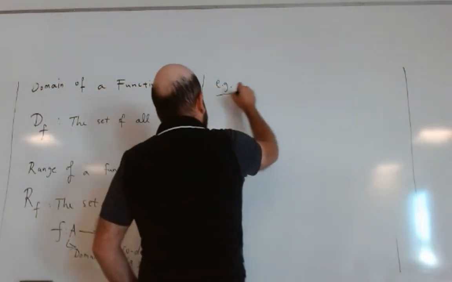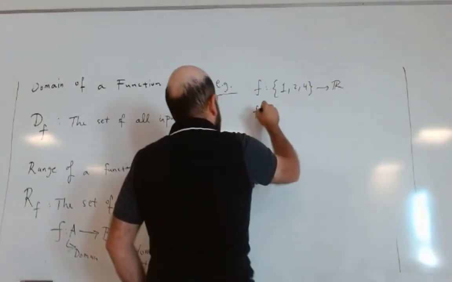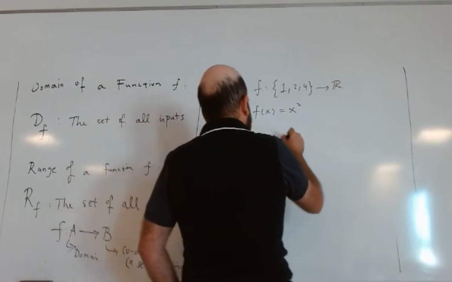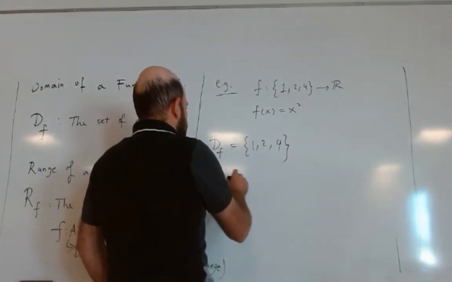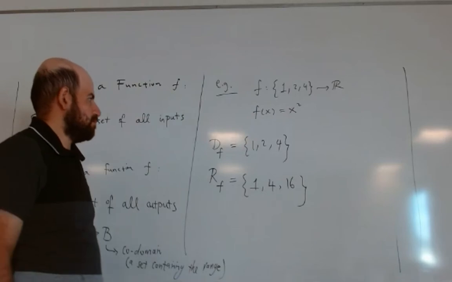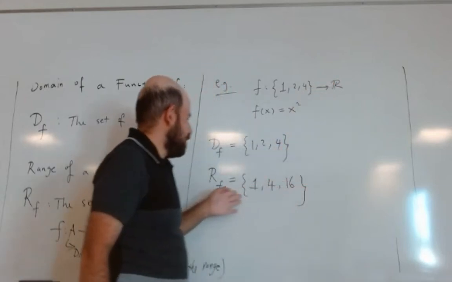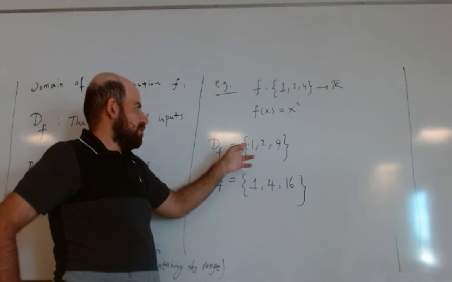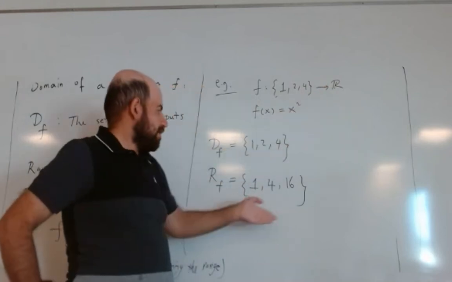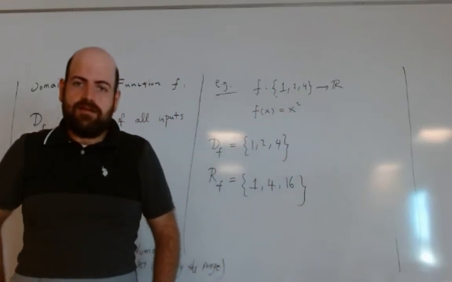So for example, let's say if you look at F from the set {1, 2, 4} to R, F of X equals X squared, then we can say that the domain of F is just a set with only these 3 elements, 1, 2, 4, and the range of F is the set {1, 4, 16}. So the codomain is the set of all real numbers, which is a set containing the range. Range is the set of all outputs, which is 1, 4, and 16. The domain is 1, 2, and 4. So this set is the domain. This set is the codomain, which could be the range or something bigger. In this case, it is something bigger because the range contains only these 3 elements, but the codomain is the set of all real numbers.